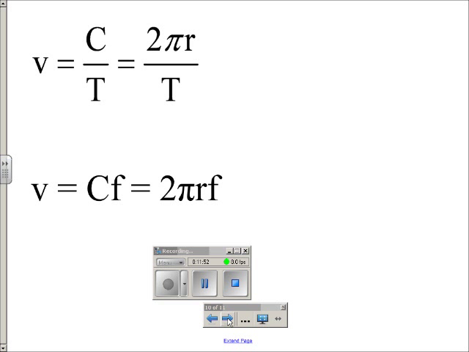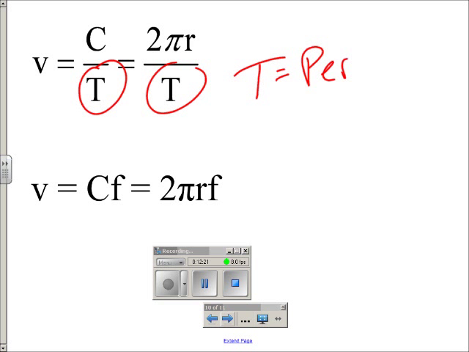A lot of times I won't give you the circumference. A lot of times I'll give you the radius. So you can do 2 pi r divided by your period, right? So basically what's going on here is you can find velocity by either taking circumference and dividing it by time, or by taking 2 pi r and dividing it by time. Now, when I say time here, I'm talking about the time for 1 revolution. So please remember, that's the period. It's the time for 1 revolution. People mix this up a lot. All right?